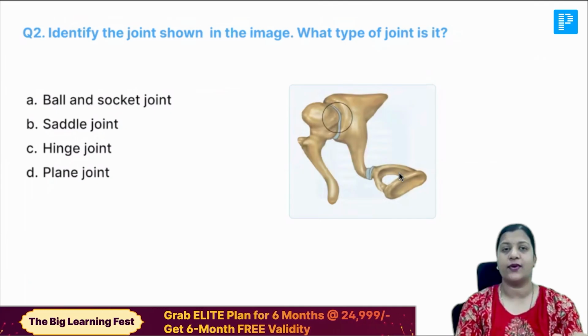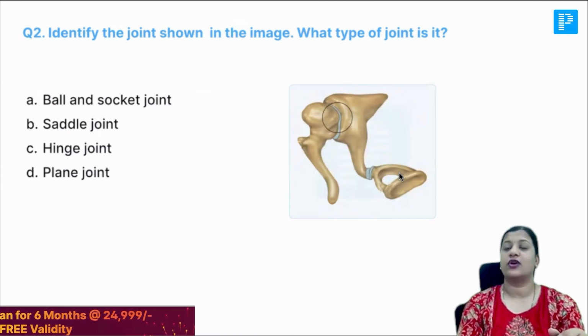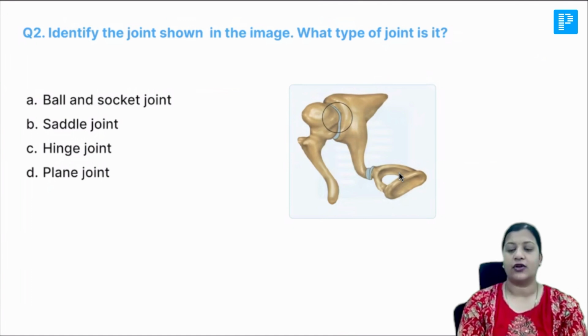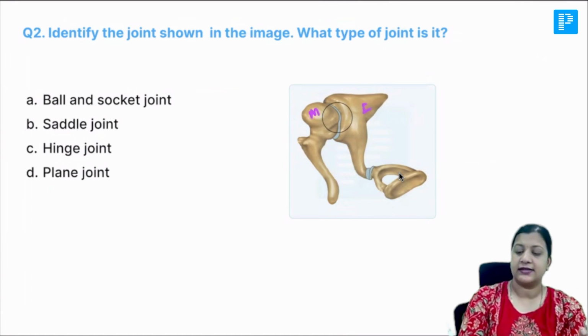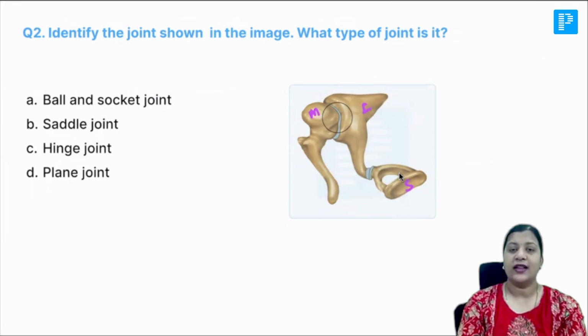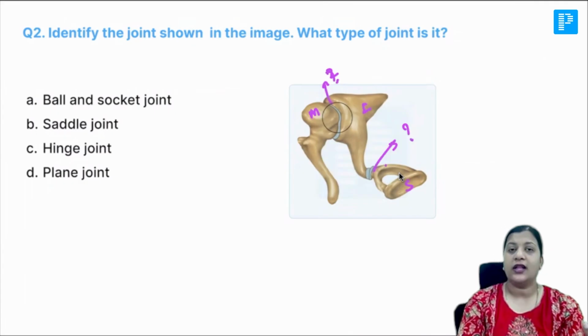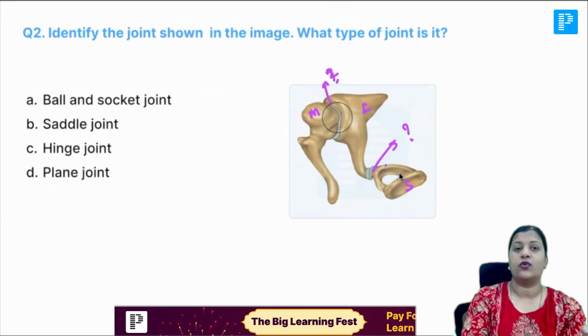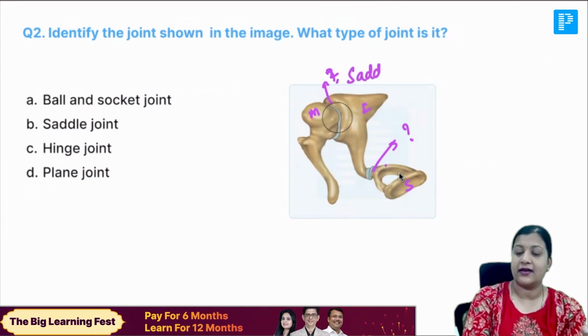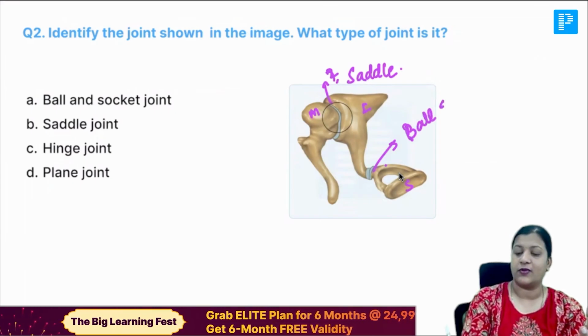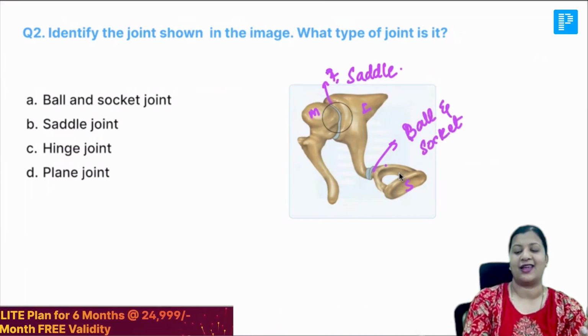Now let's go to the second question. Identify the joint shown in the image and what type of joint is it? In this image, we have the ossicles: the malleus, incus, and the stapes, right? Between the malleus and incus, what is the joint? And between the incus and the stapes, what is the type of joint? The incudomalleolar joint is a saddle type of joint, whereas the incudostapedial joint is a ball and socket type of joint.